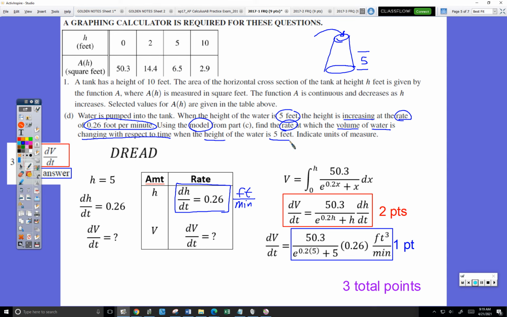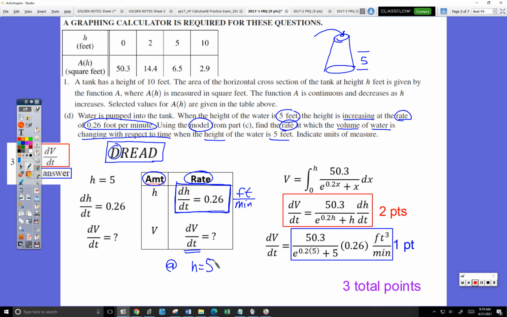So we have one rate, and they're asking us to find a related rate. So we definitely use the DREAD process. So my Danica's chart with the amounts and the rates. They gave me dH/dt. They want me to find dV/dt at a given instant, the instant when h equals 5. So this would be at h equal 5.